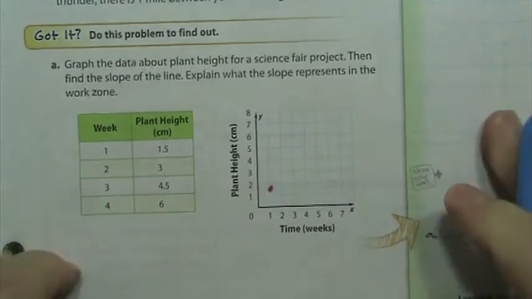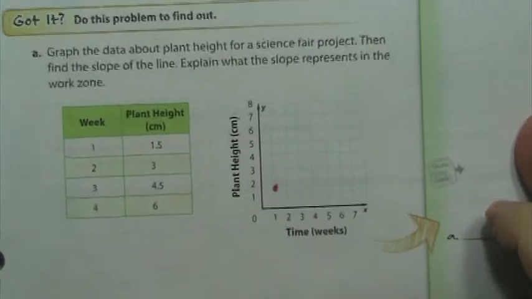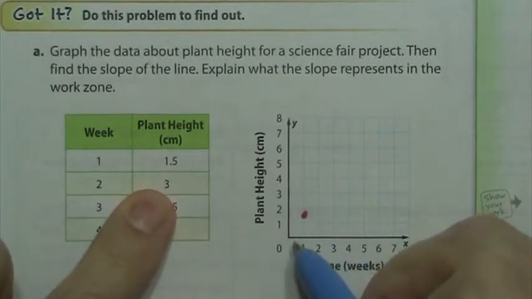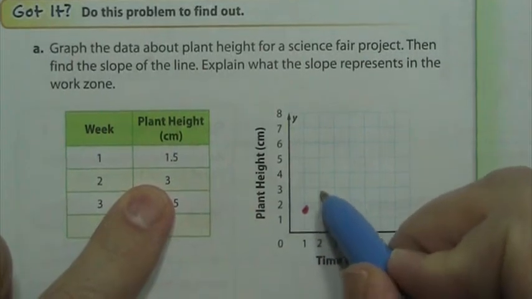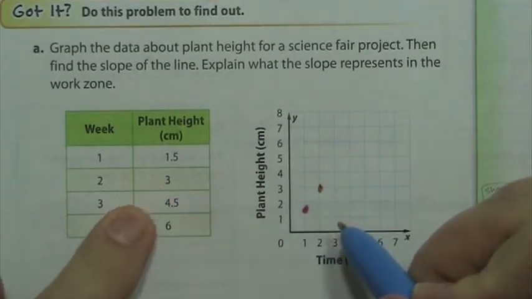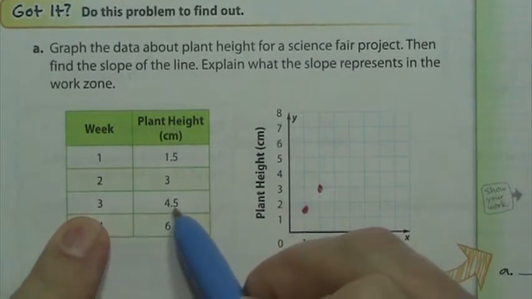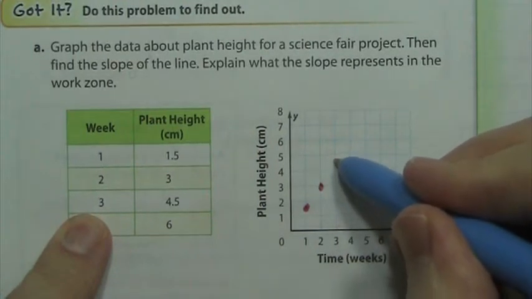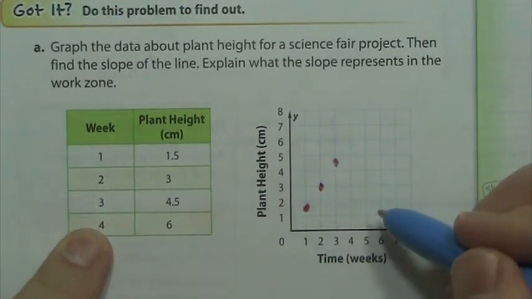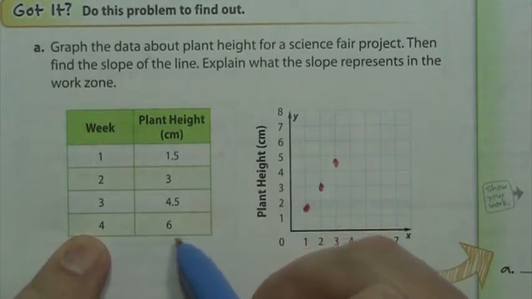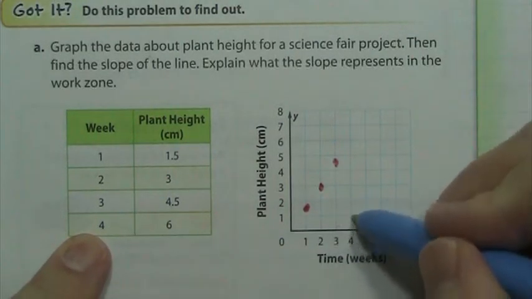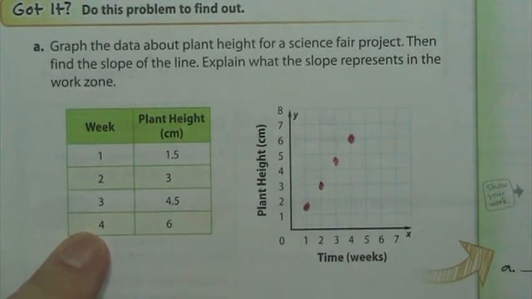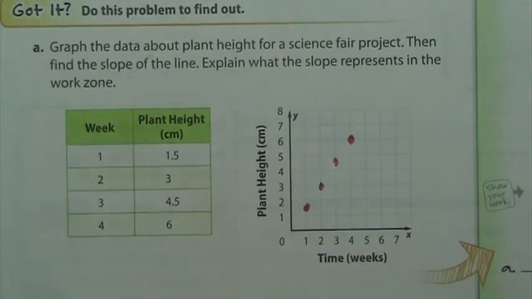Again, I'm going to make my dot large. Next one is 2, 3. Go over 2, up 3. Over 3, up 4.5. Over 3, up 4, and then a half. Over 4, up 6. Over 4, and up to 6. All right, and we can draw a line through that.